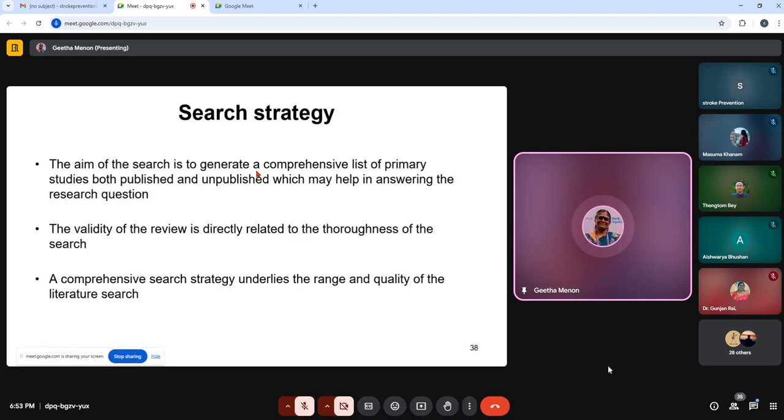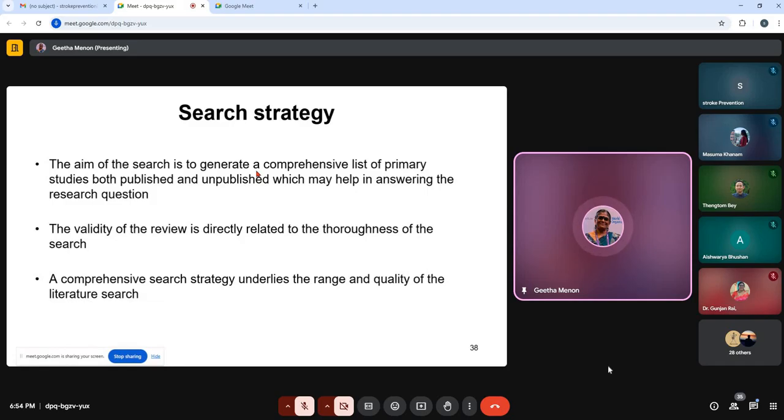So the aim of the search strategy is to generate a comprehensive list of primary studies, and the validity of the review is directly related to the thoroughness of the search. As you keep searching, you keep on improving upon your search, and that generates more and more primary studies which you can go through and review, and they can be included in your review.